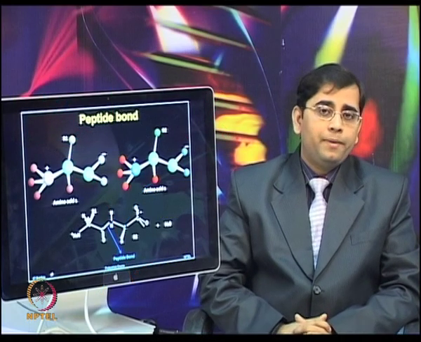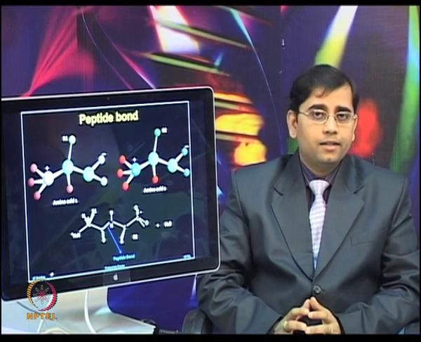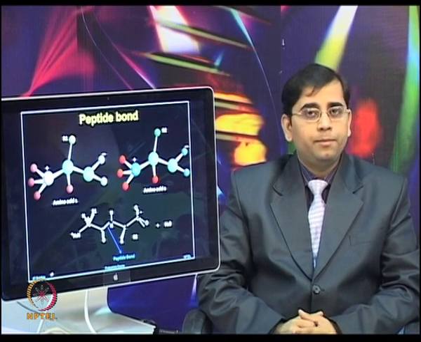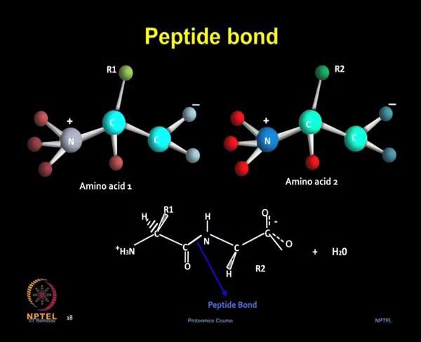Let us now talk about peptide bonds. A peptide bond can link amino acids to form polypeptide proteins. The alpha carboxylic group of one amino acid is linked to the alpha amino group of another amino acid. As you can see here, these two amino acids are forming the bond, and the peptide bond is formed with accompanying loss of a water molecule.